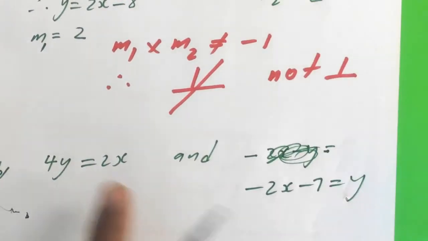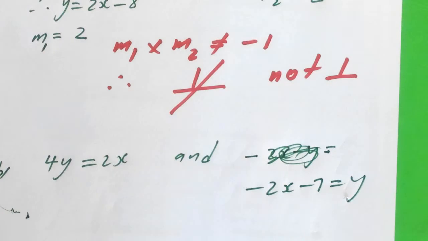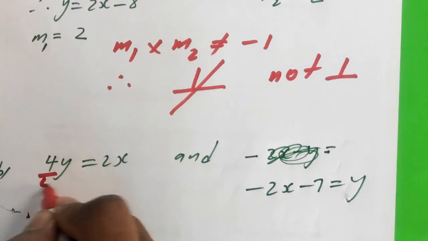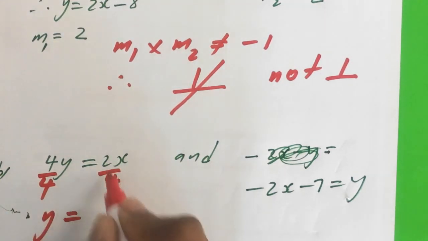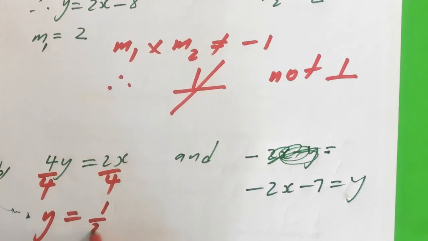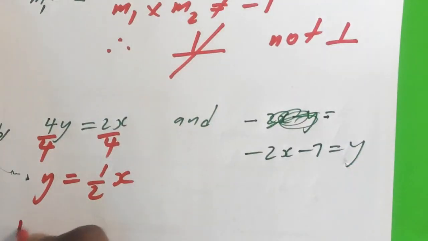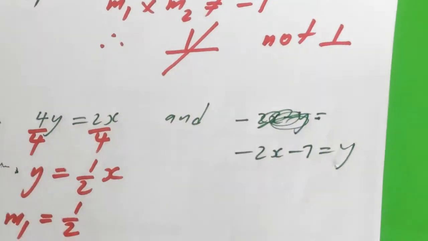So firstly, this is from your B. I write the two straight lines in standard form. What is standard form? You solve for y with respect to x. So solve for y here. Divide by 4, divide by 4. Therefore, y equals 2 over 4 x. What is 2 over 4? It's half. Then what is the gradient for line 1? m1, the gradient for line 1, is half.